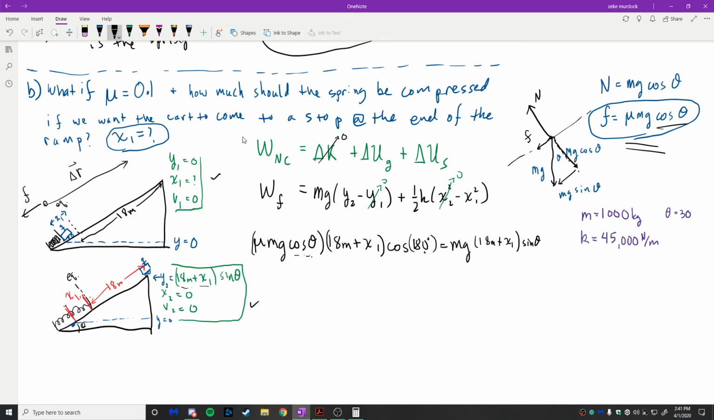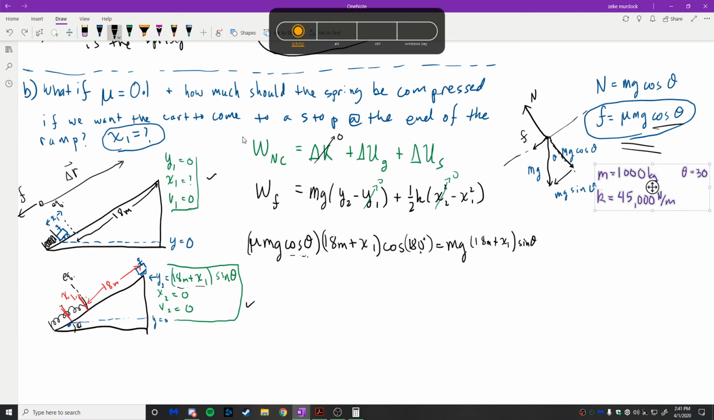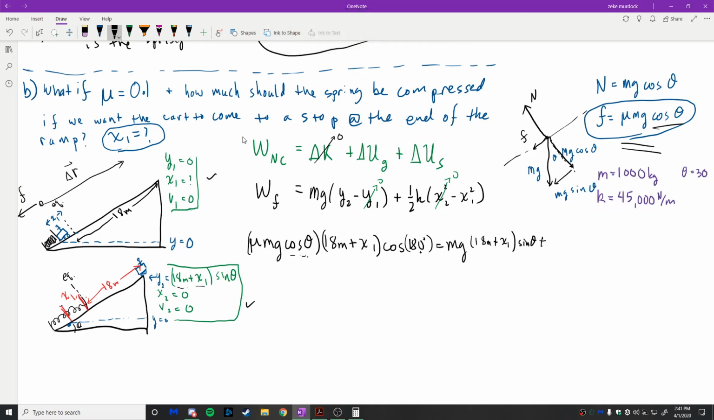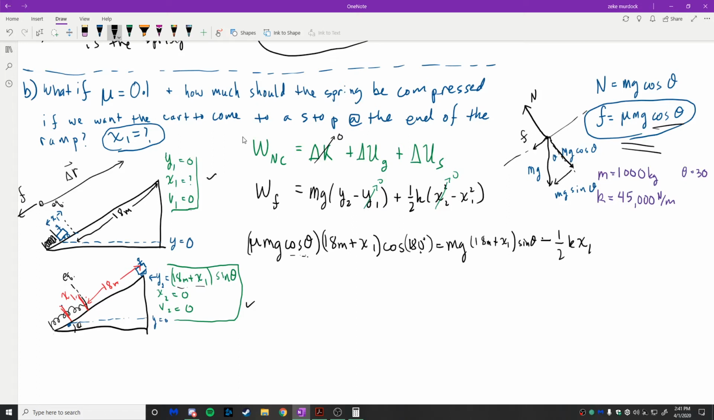And then plus, I'm going to move these guys over here again. And we go plus, no, it's minus, right? Because this symbol here is minus. It's going to be minus 1/2 k x1 squared. So there's our equation. And we see that we've got x1 squared right here, and we've got x1 to the first power here, and we've got some terms like this one that have x1 to the 0 power. And that's why we have to solve the quadratic here.